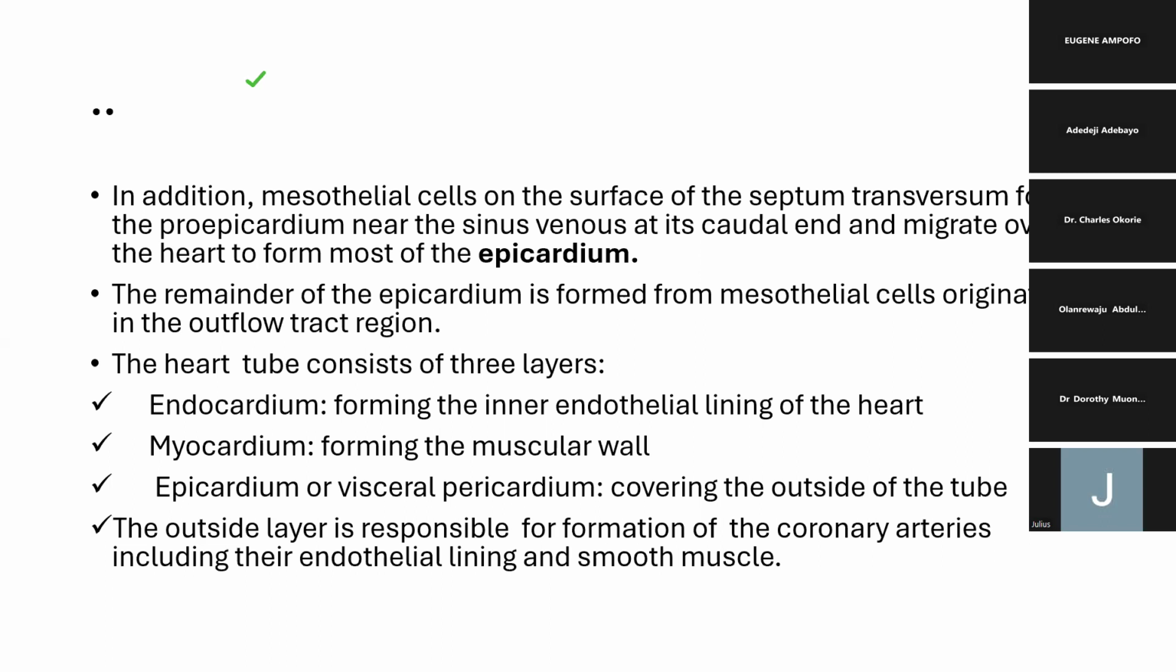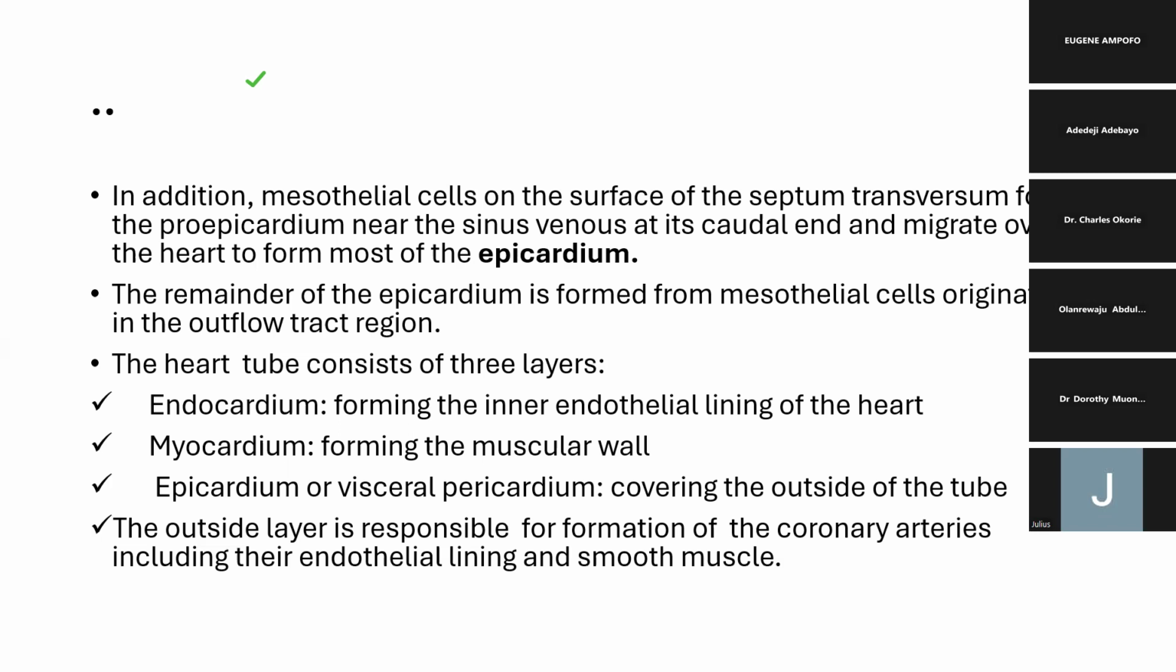And the heart tube consists of three layers. First is the endocardium, forming the inner endothelial lining of the heart, followed by the myocardium, which forms the muscular wall, and the last one, which is the epicardium or the visceral pericardium. This covers the outside of the tube. It is also this outside layer that is responsible for the formation of coronary arteries, including the endothelial linings and the smooth muscle.